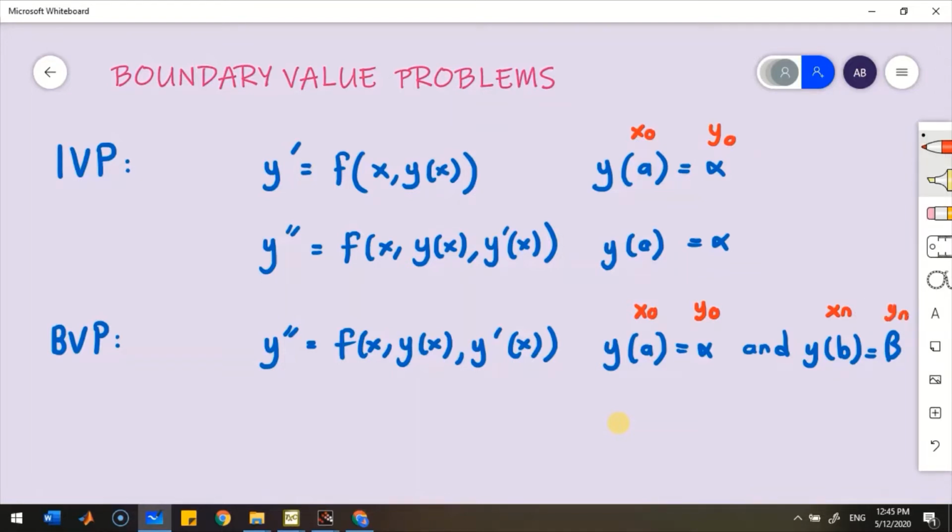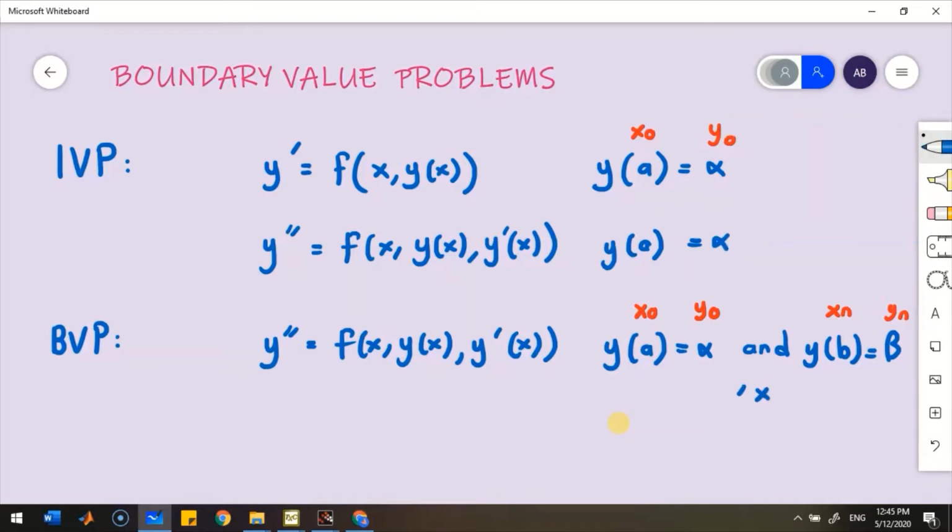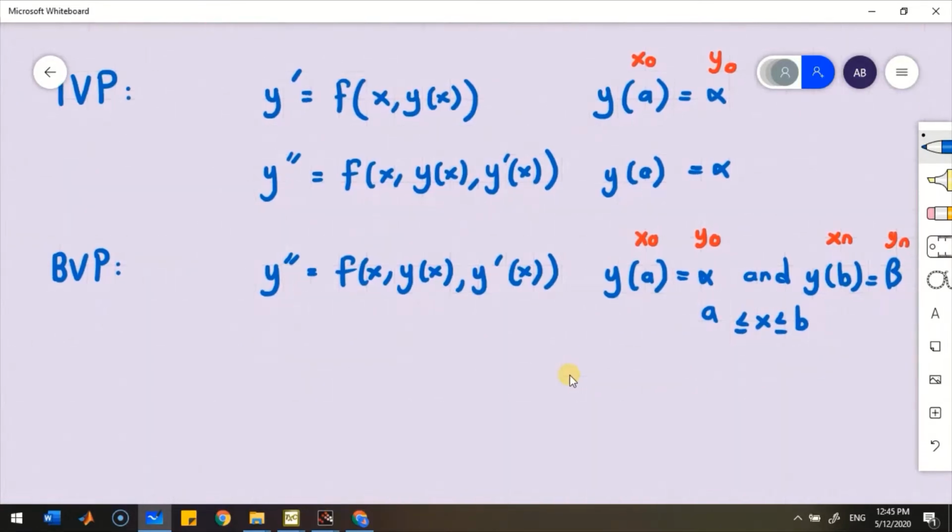So you're looking at the interval of x from a to b. This is the 2-point boundary value problem. Don't worry about the first point boundary value problem, because for that you can use Laplace transform to solve it. We're looking at numerical methods to solve this boundary value problem.